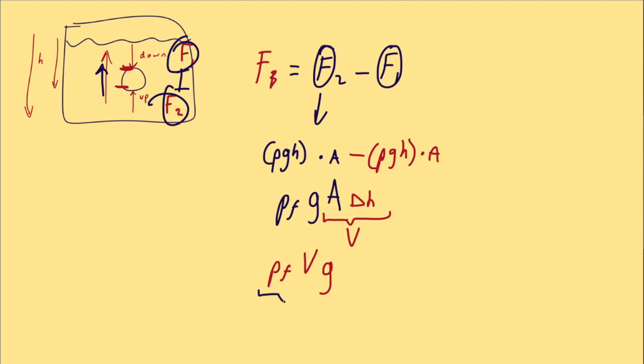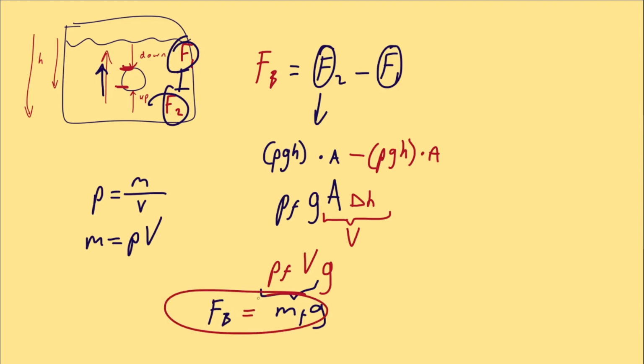But we can go one step further. Density times volume is mass. Why? Because the density formula is mass over volume, and we can rearrange for mass to get mass equals ρV. So the final equation for buoyant force is this right here. And this one right here is also a variation. You see both of these. What does this mean?